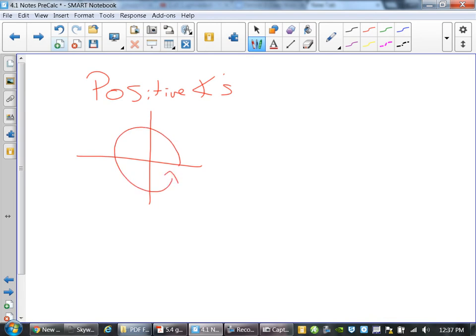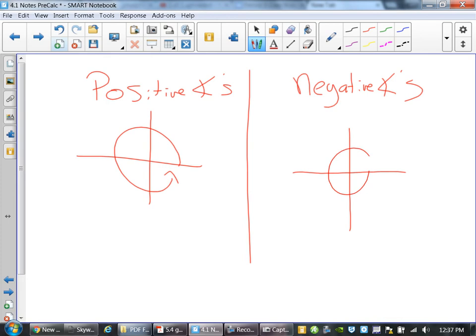Positive angles go counterclockwise. Negative angles go clockwise. Okay? That's the difference between the two. Each one of them always starts on the initial side, and then they just rotate around. Okay?